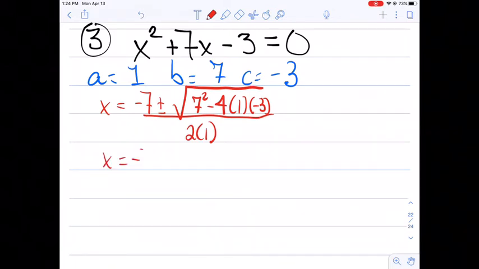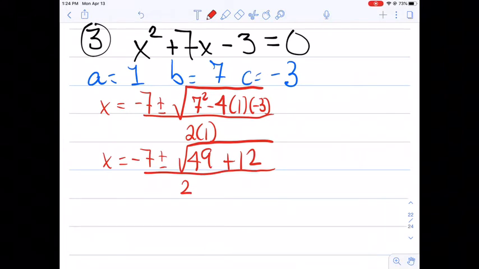I'm going to go ahead and finish this one out here for you real quick. Negative 7 plus or minus the square root. This is 49. And negative 4 times 1 is negative 4. Negative 4 times negative 3 is, whoops, I lost my 49. So 49 plus 12 over 2. Add 49 and 12 together, you get 61.